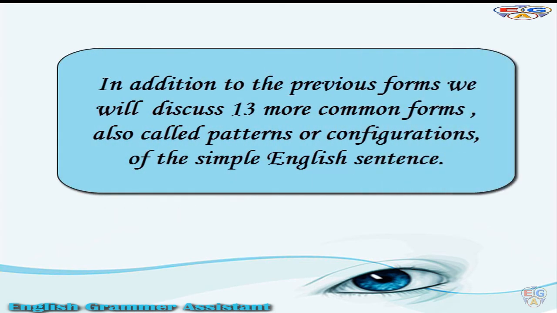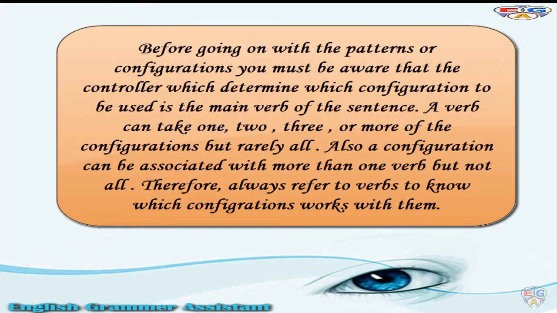In addition to the previous forms, we will discuss 13 more common forms, also called patterns or configurations, of the simple English sentence. Before going on with the patterns or configurations, you must be aware that the controller which determines which configuration to be used is the main verb of the sentence. A verb can take 1, 2, 3, or more of the configurations, but rarely all. Also, a configuration can be associated with more than one verb, but not all. Therefore, always refer to verbs to know which configurations work with them.